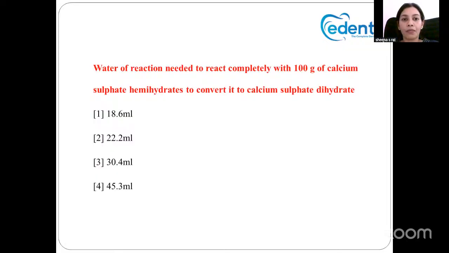Next question. Water of reaction needed to react completely with 100 gram of calcium sulfate hemihydrate to convert it into calcium sulfate dihydrate. So we know that what we get is calcium sulfate hemihydrate, that is half H2O, and we have to add water to that, where the water reacts with calcium sulfate hemihydrate to form calcium sulfate dihydrate. Please keep in mind the water required is 18.6 ml.